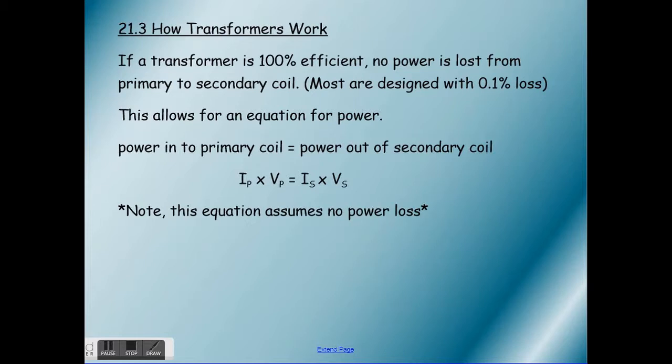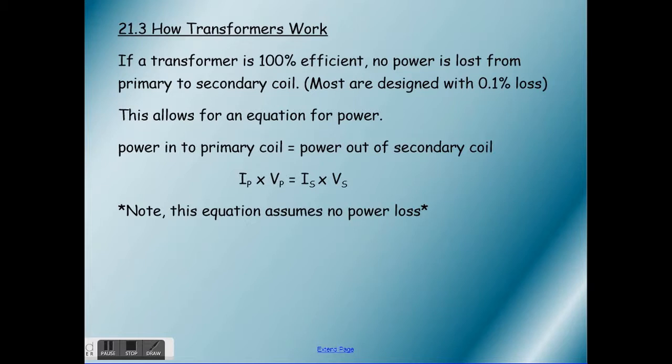Will this be VP over VS equals IP over IS? Oh, yes, I see what you're saying. So the primary voltage over the secondary voltage is equal to the secondary current over the primary current. Yeah, you could rearrange it that way if you want.